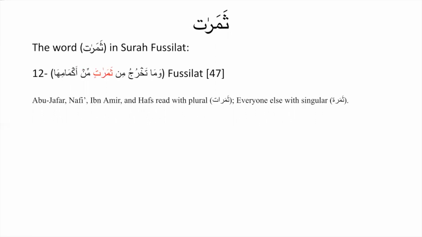And the final one in Surah Fussilat, وَمَا تَخْرُجُ مِنْ ثَمَرَاتٍ مِنْ أَكْمَامِهَا. Abu Ja'far, Nafi', Ibn Amir, and Hafs, they all read with the plural, ثَمَرَاتٍ, and everyone else reads with the singular, وَمَا تَخْرُجُ مِنْ ثَمَرَةٍ مِنْ أَكْمَامِهَا. So those are the 12 words where the 10 qurra differ, whether to read with plural or to read with singular, and as a result, those places are spelled with the flat ta so that it can facilitate both qira'ah.